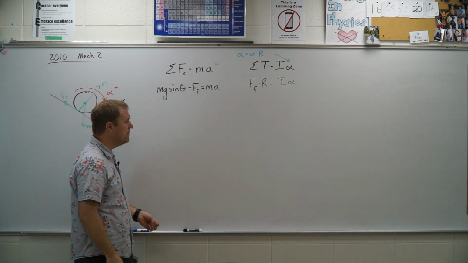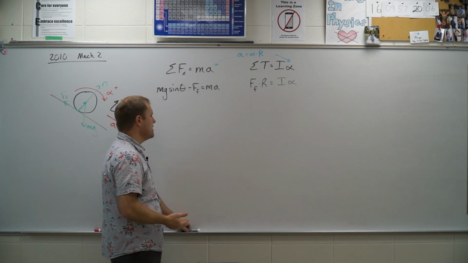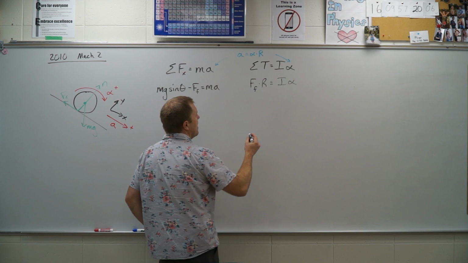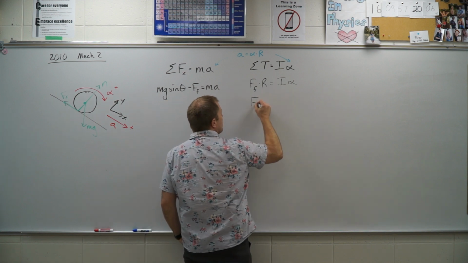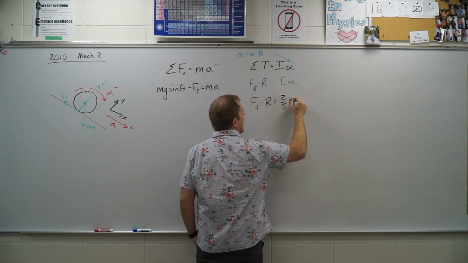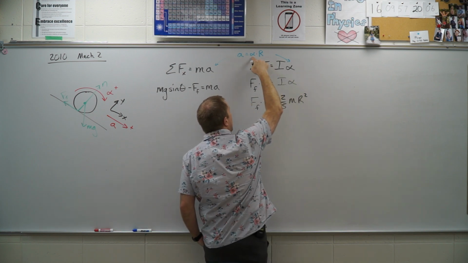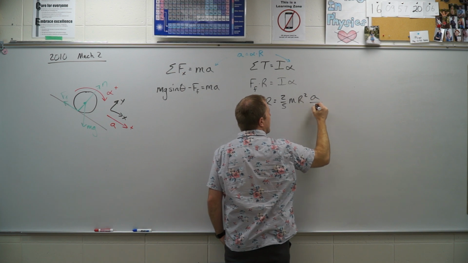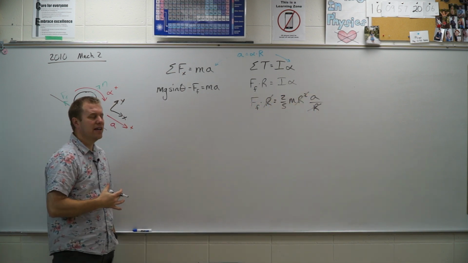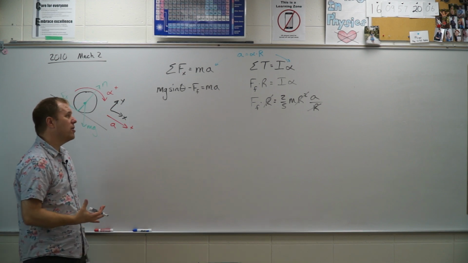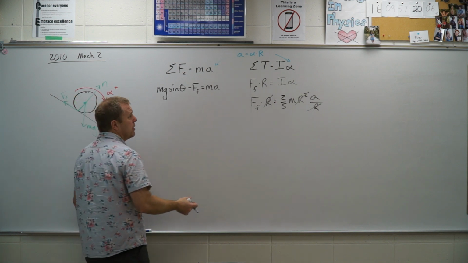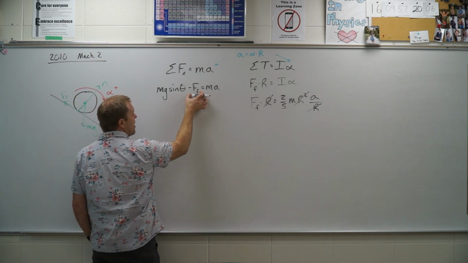All right. So what I'm going to do at this point is I'm going to basically solve and substitute. So I'm going to be able to say that force of friction times R is equal to, they said it was 2/5 mr squared. And instead of alpha, I'm going to do a divided by R. The reason I'm going to do this substitution is I notice I get rid of a lot of my R's. So now I know what the force of friction is in terms of a, but I still don't know what a is. So what I'm going to do is I'm going to substitute in here and solve for a.